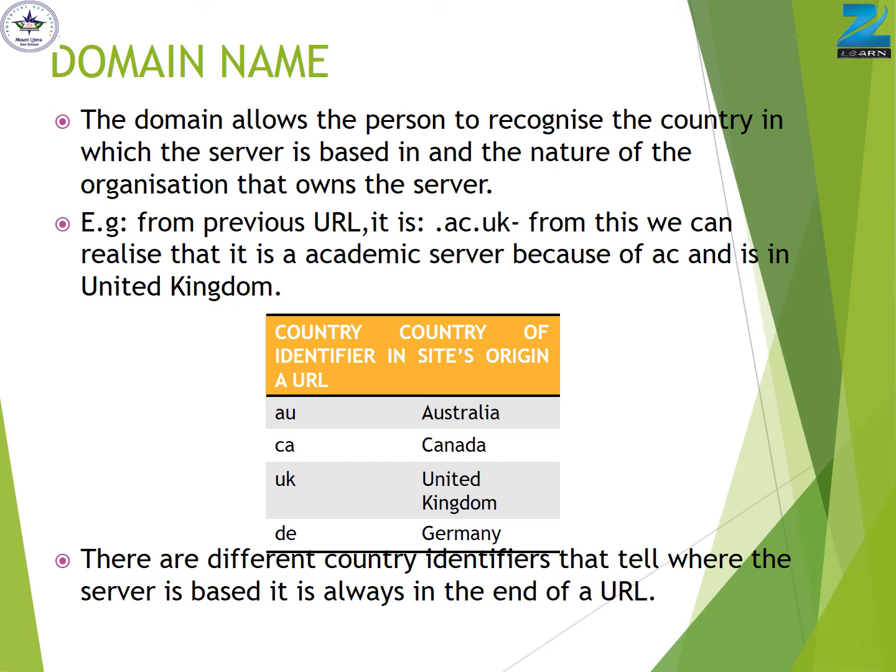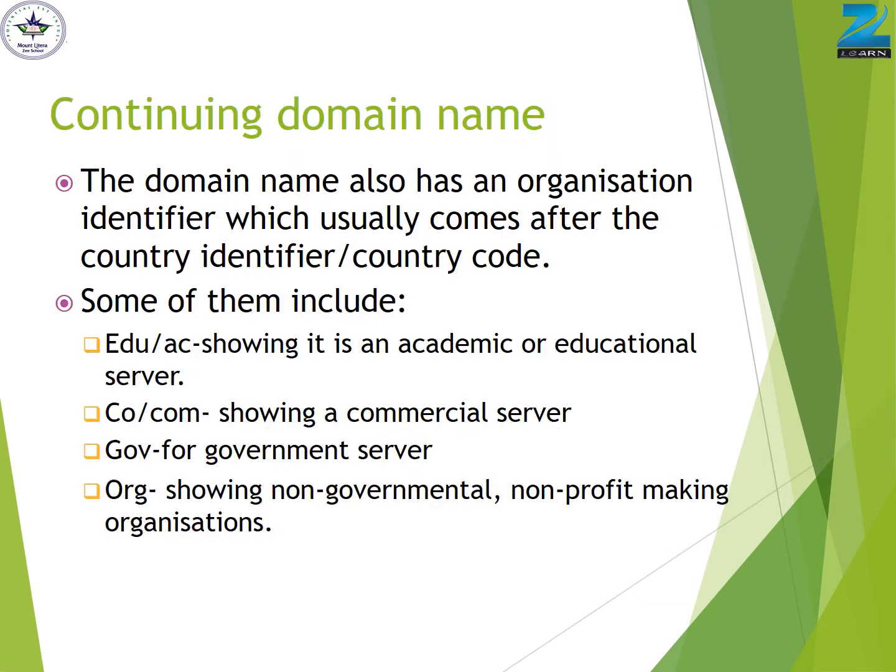Example from the previous URL: it is .ac.uk. From this we can realize that it is an academic server because of AC and is in the United Kingdom. Here are some more identifiers: AU for Australia, CA for Canada, UK for United Kingdom, DE for Germany, IN for India. There are different country identifiers that tell where the server is based. It is always at the end of a URL.